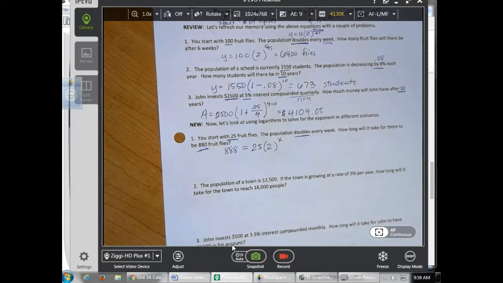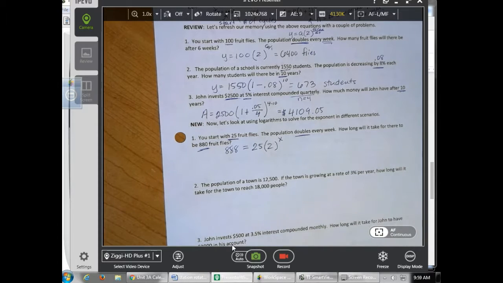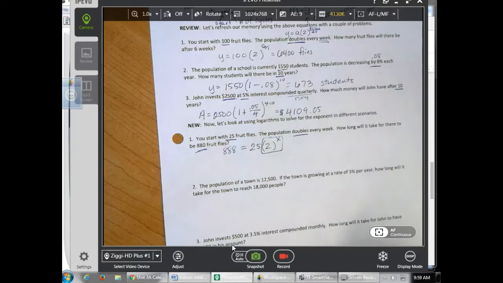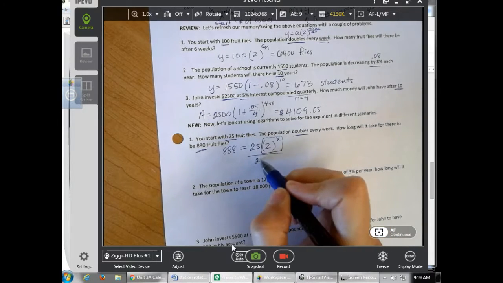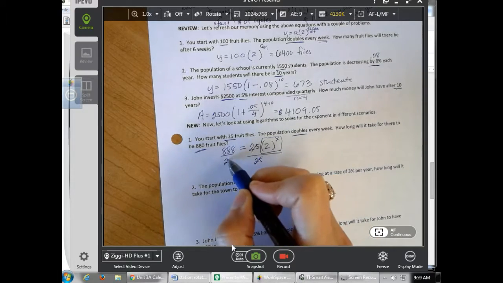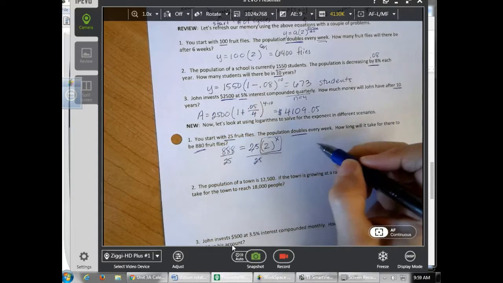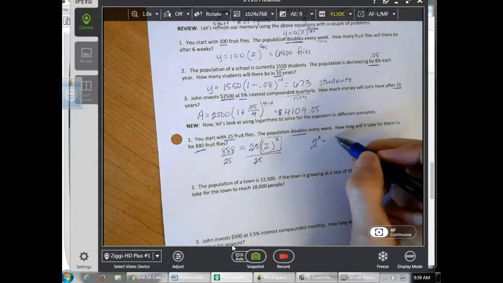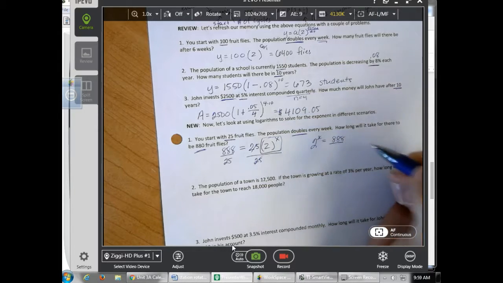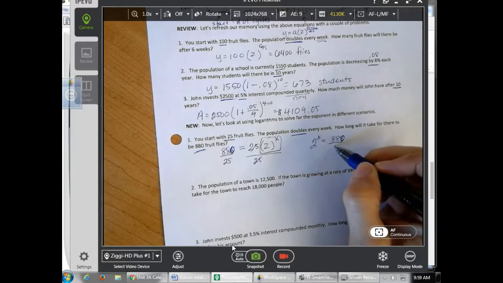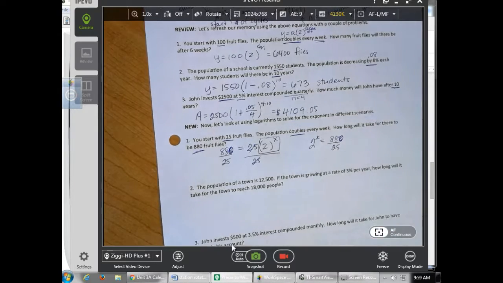Now, how do I do this? Well, now it is just a regular log solving problem like we did over the past couple of days. I want to isolate the power. The power is 2 to the x. So I'm going to divide both sides by 25. Okay, so I end up with 2 to the x. I'll just write it over here. 2 to the x is equal to 880 divided by 25. Now, I would take the log of both sides at this point.